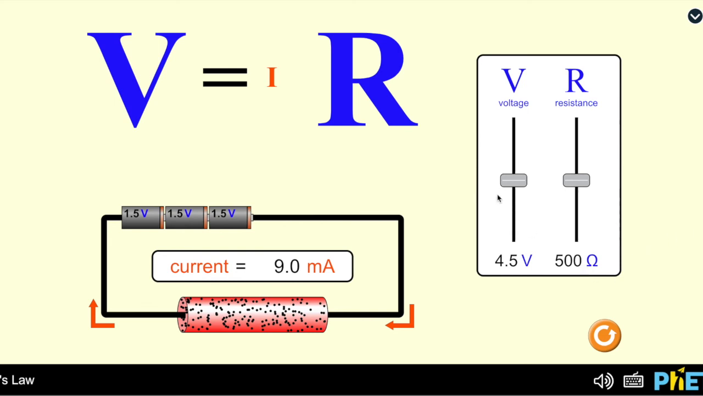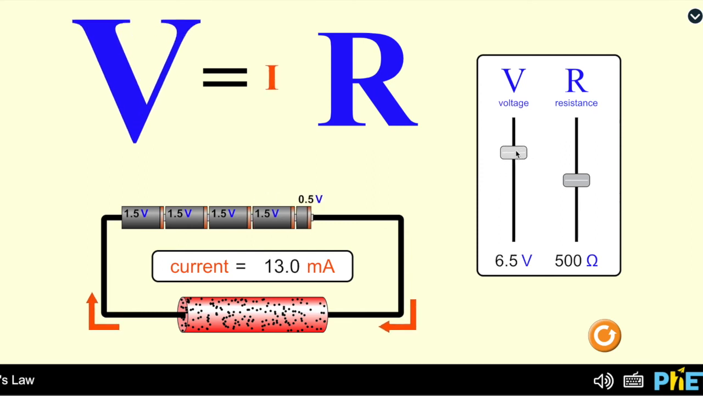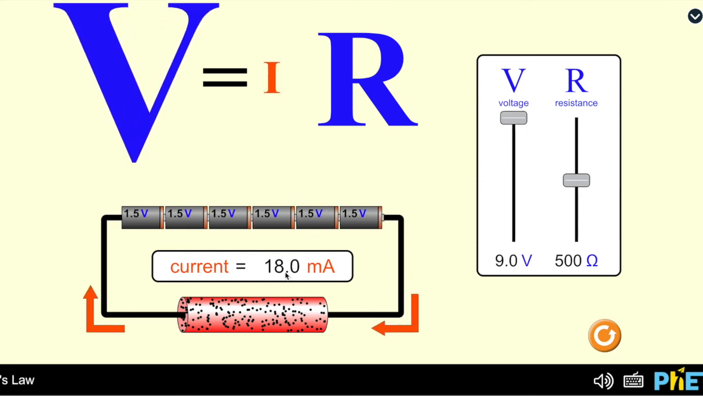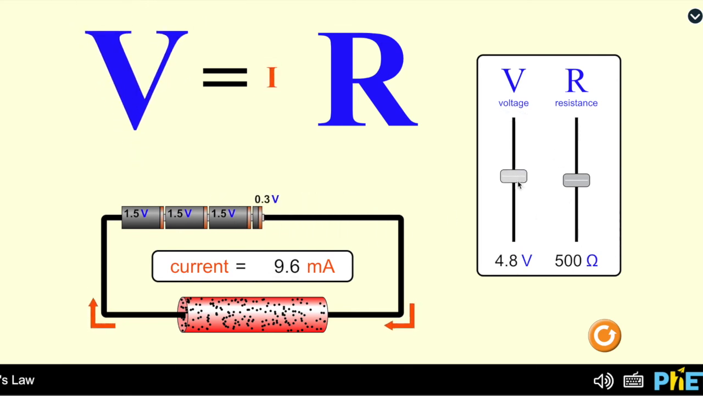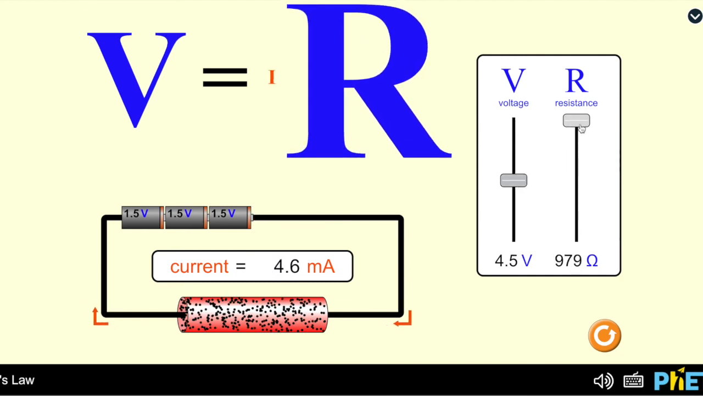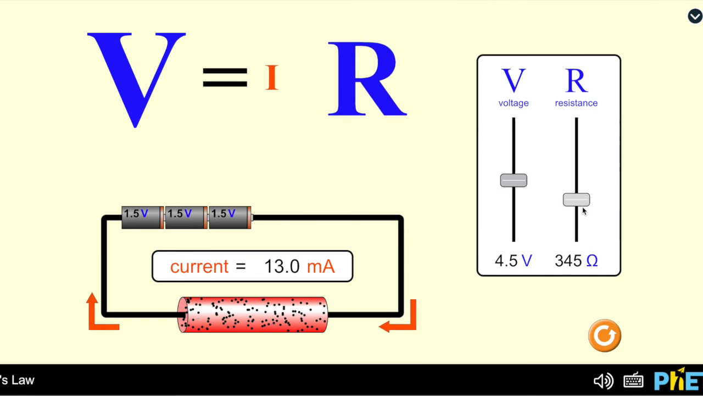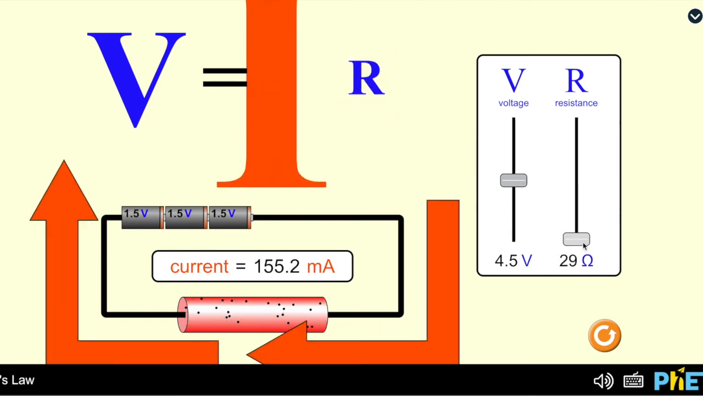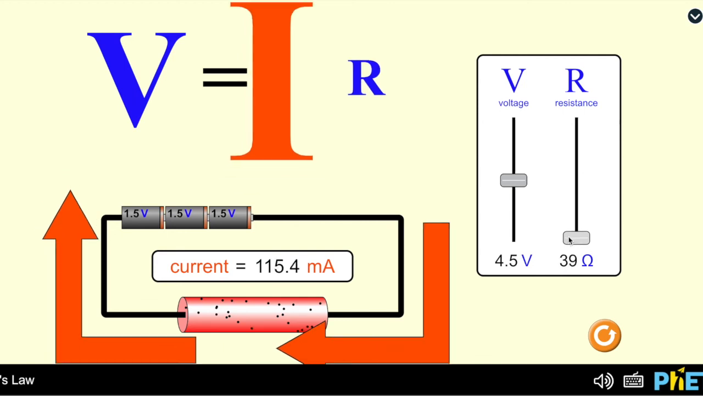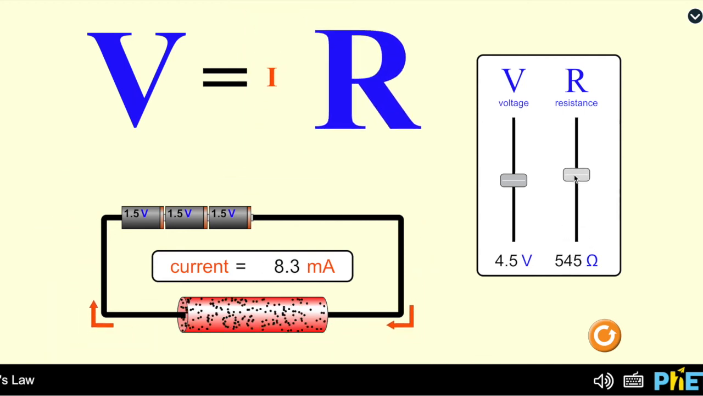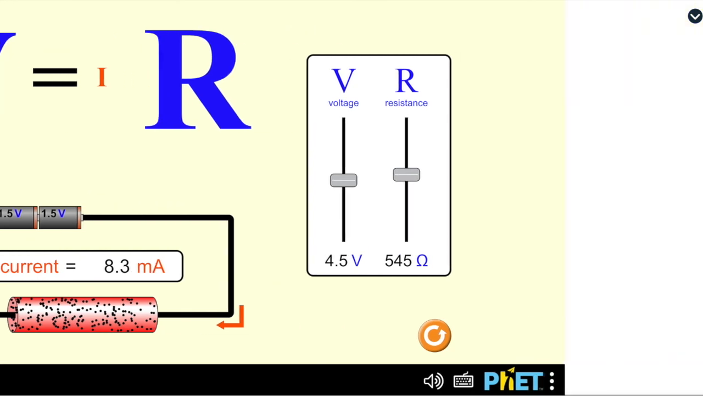All right, so what we are noticing here is that if you increase the voltage, that causes the current to increase, but the resistance is not affected by changing the voltage. On the other hand, if we change the resistance, increasing resistance causes the current to decrease. You can see the number went down here. However, decreasing resistance causes the current to increase. And so whereas voltage and current are directly related, resistance and current are inversely related. The more resistance there is, the less current. The less resistance there is, the more current.